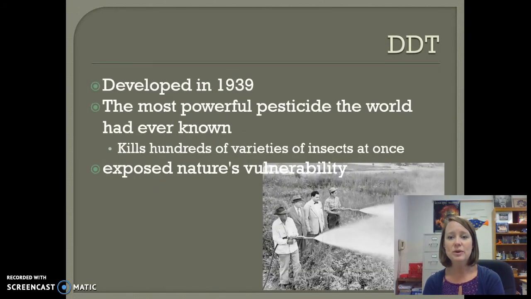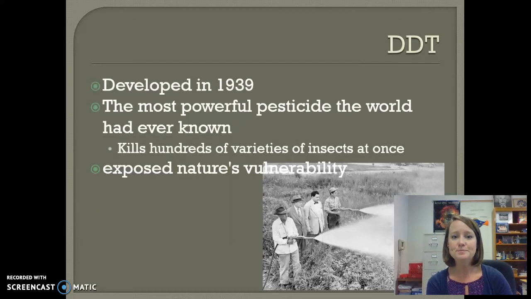Now, DDT was developed in the late 1930s, and it's the most powerful pesticide we've ever known. It was originally developed to kill mosquitoes to prevent the spread of malaria. It was very successful in that. The problem was that it killed many varieties of insects at once. So not just bad insects that were causing problems, but insects that are beneficial to us, like pollinators as well.